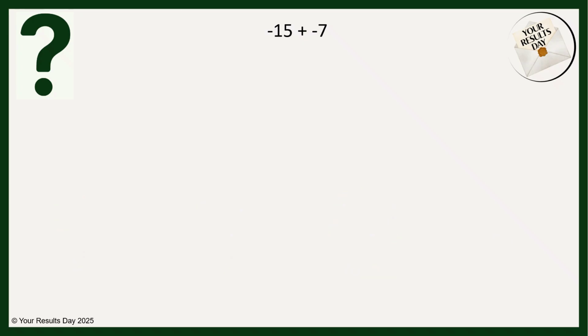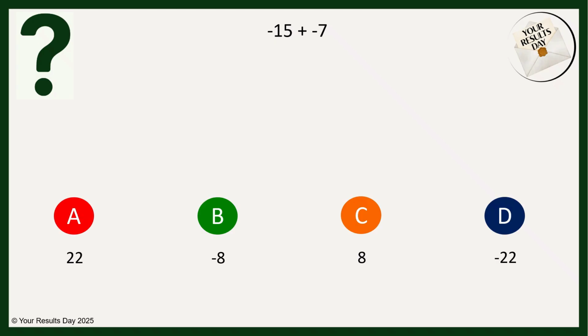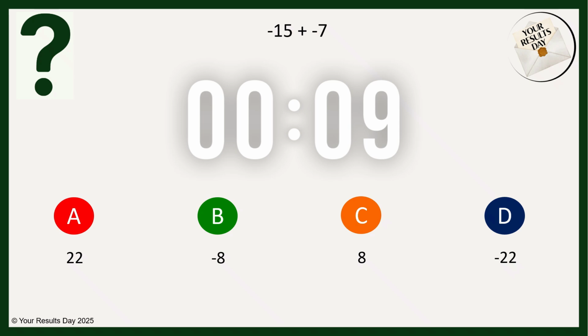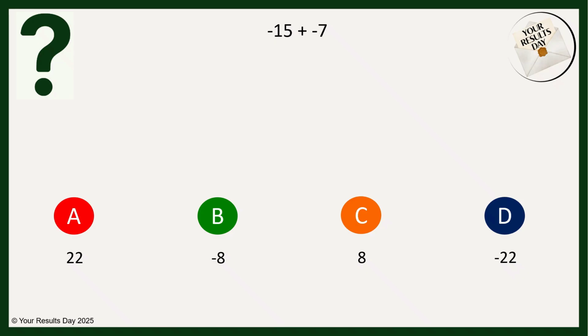Your next question is negative 15 add negative 7. Here are your options. Remember, look back at your notes because we did do all of these types of questions in the examples. It's good to have a variety of notes to look back on, and you should have something to help with every question. If you said D, negative 22, that is correct.